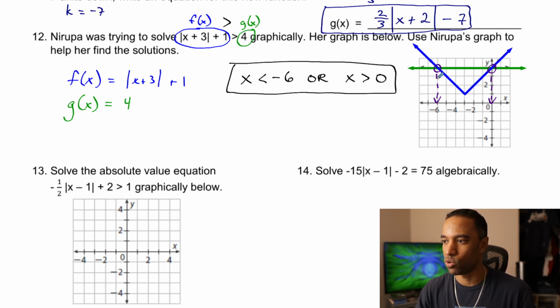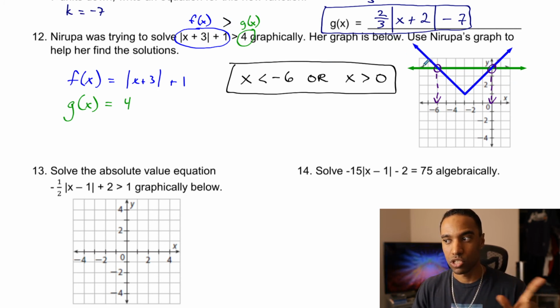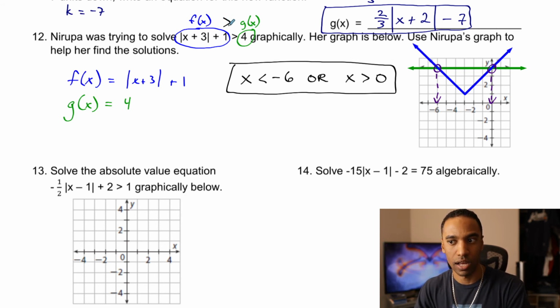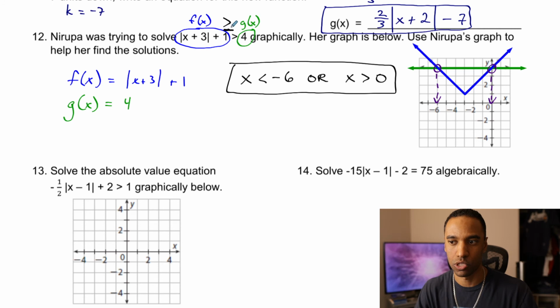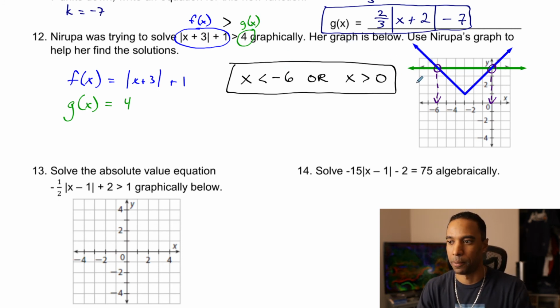Again, you use the boundary points of intersection to help you separate when it works. By the way, -6 and 0 don't count because they're points of intersection, and more specifically because we're not looking for points of intersection. If it was greater than or equal to, -6 and 0 would also count. But they don't right here. So when x is less than -6, blue's above green. When x is greater than 0, blue's above green as well.